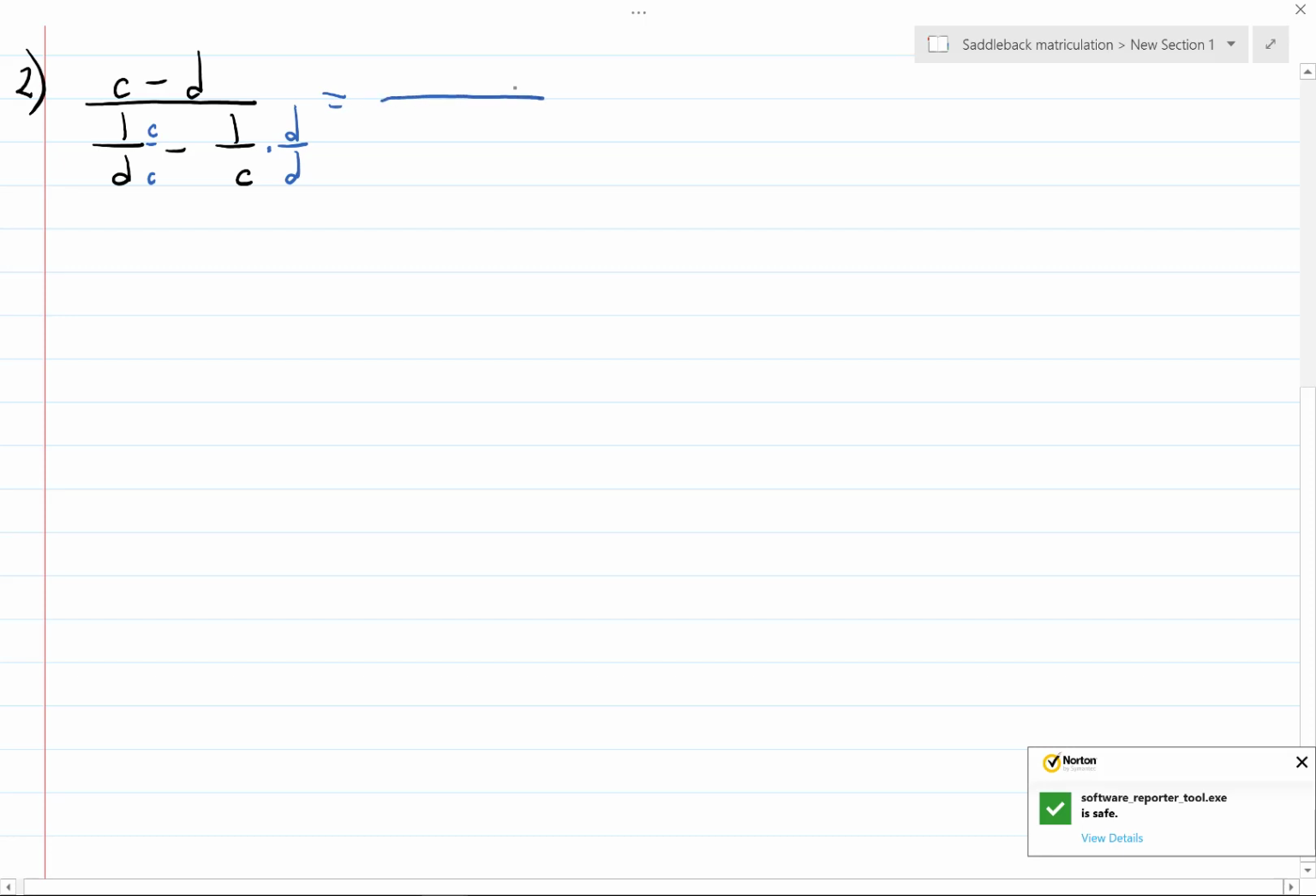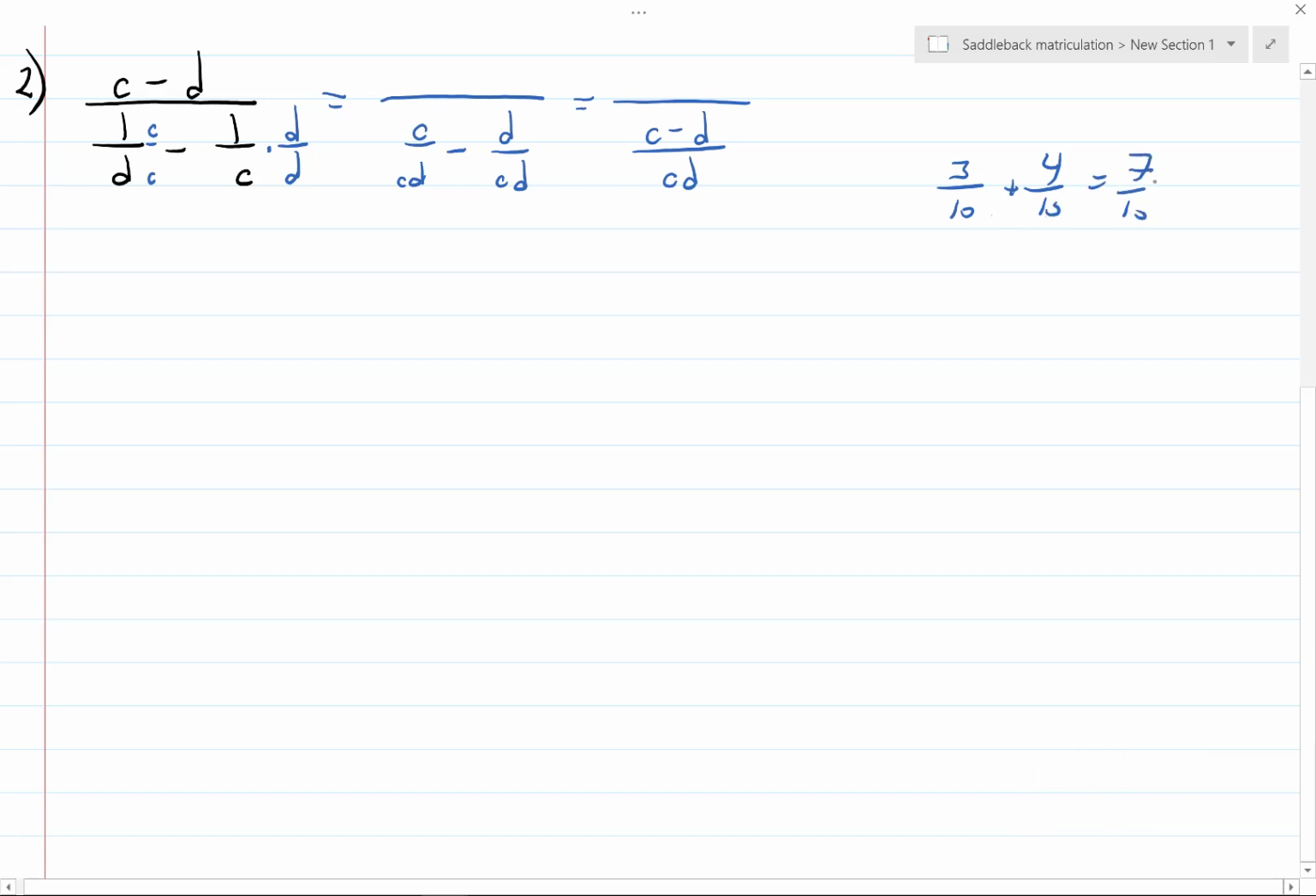So now on the bottom, I have d over cd minus c over cd. And so the denominators are the same, so I'm free to subtract the numerators and leave the denominator the same. Note, if you had like 3/10 plus 4/10, that's 7/10, right? So the denominator stays the same. Don't do anything funky with that. And the top is just chilling while I'm doing all this.